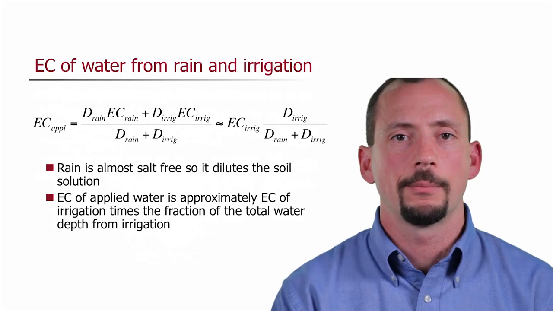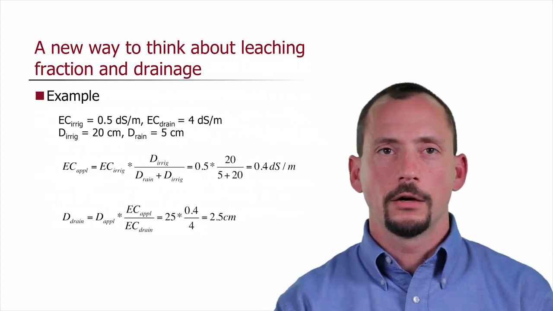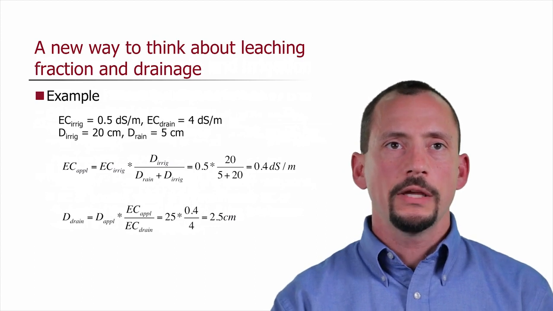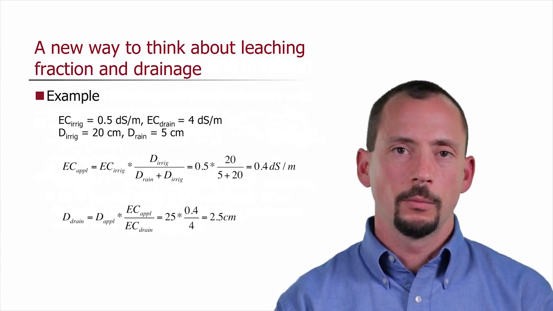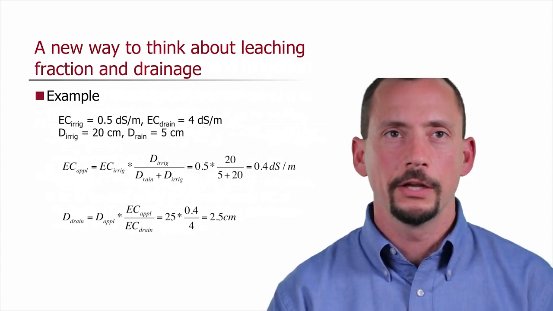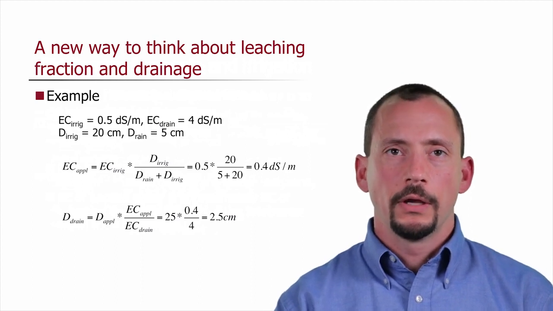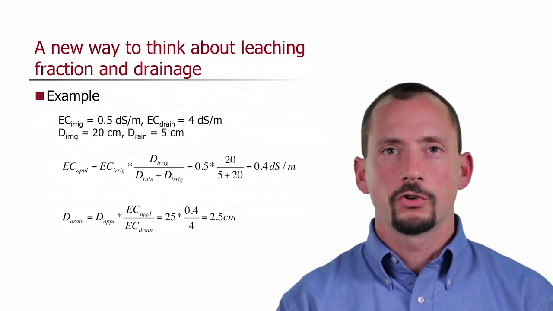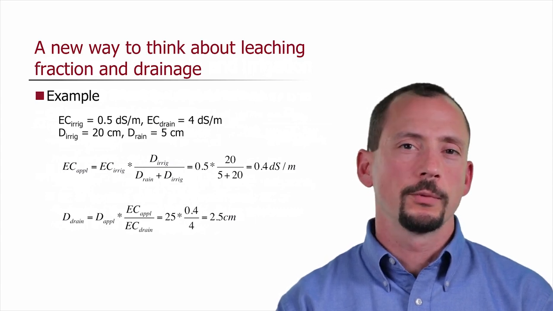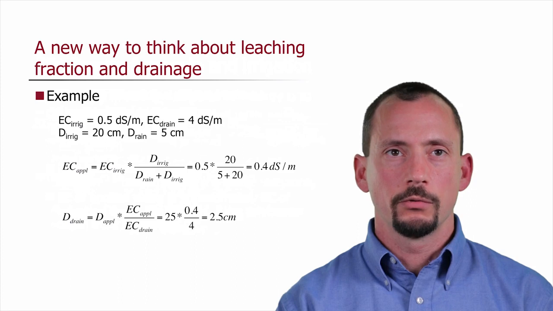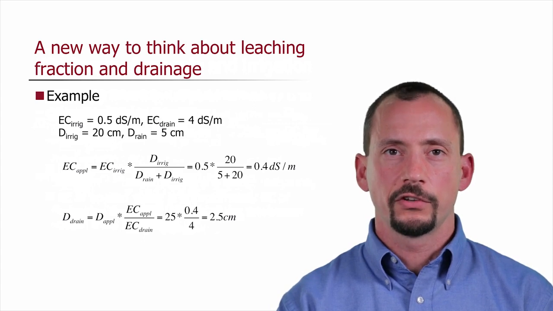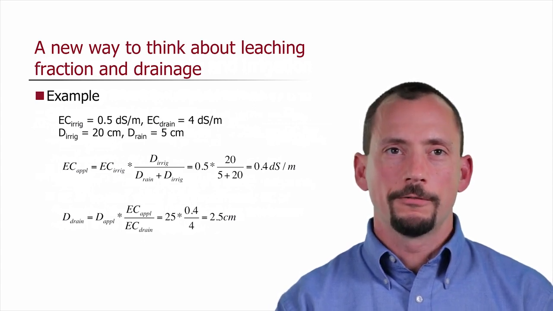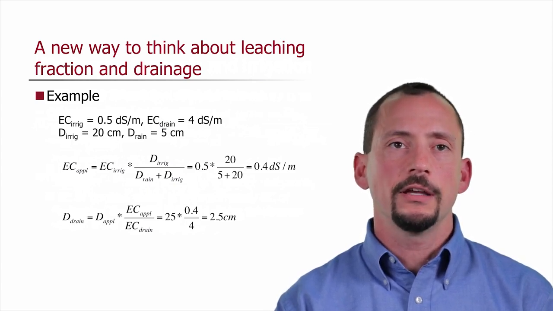So let's work a real quick example here, and hopefully this will make a whole lot of sense for you. So if we measure the EC of our irrigation water, and we're irrigating with some middling quality water, 0.5 decisiemens per meter in the irrigation water, and then if we can measure the electrical conductivity of our drainage, in this case we're measuring 4 decisiemens per meter in the water that's coming out of the bottom of the root zone, we know that we've applied 20 centimeters of irrigation over the course of the season and that we've received 5 centimeters of rainfall.